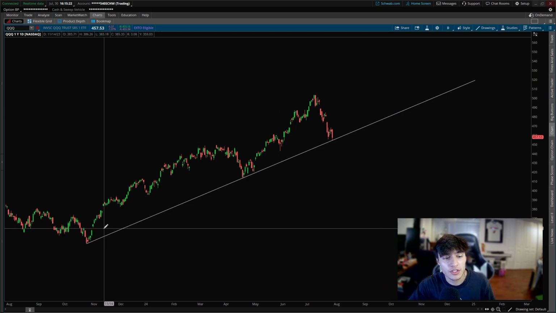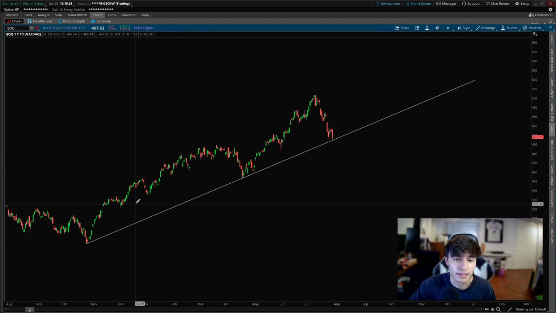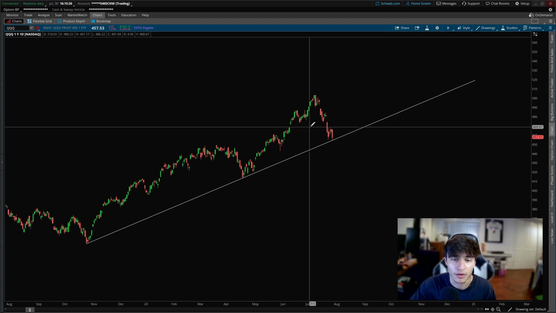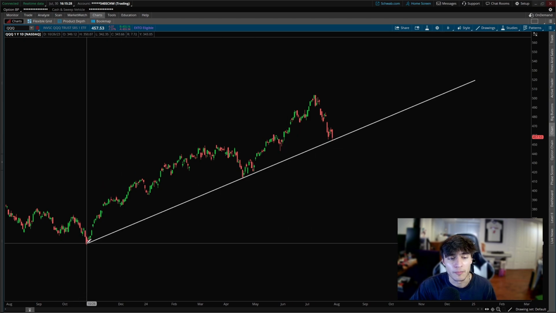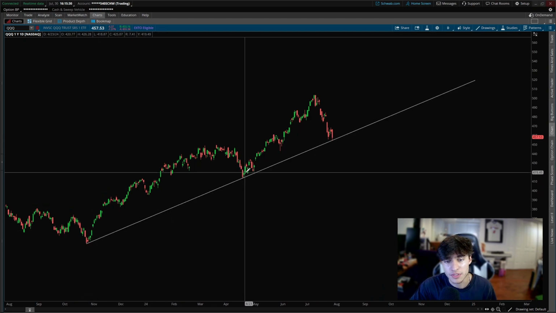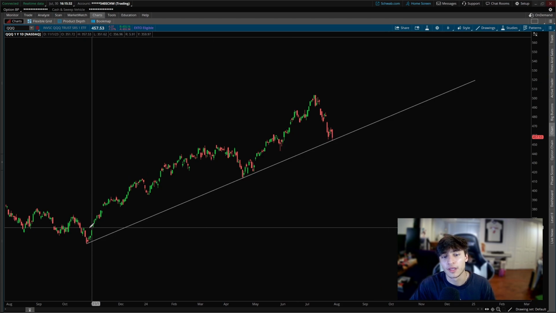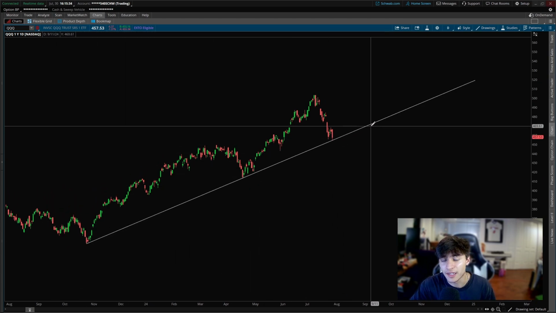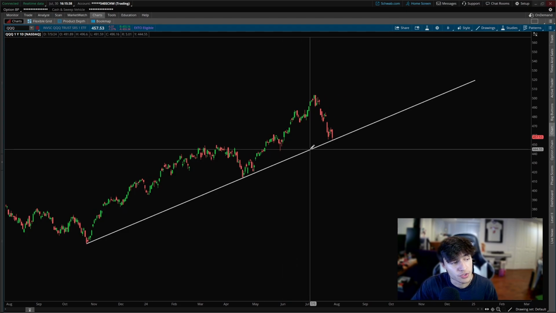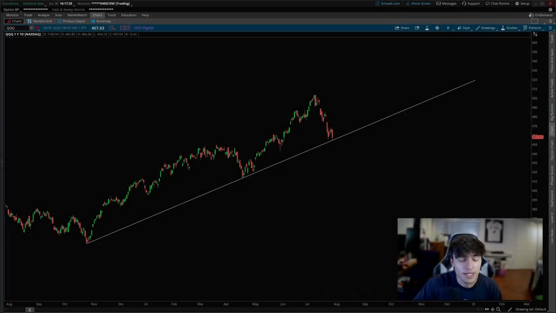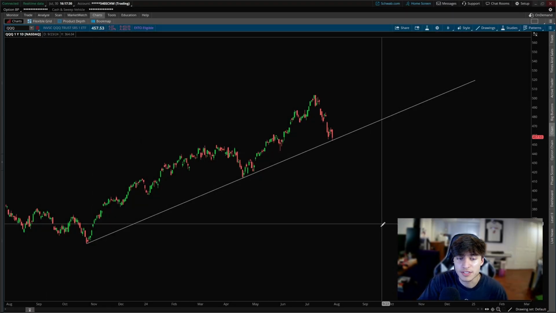Because we are in a bullish market right now, we are going to be looking for the bottoms of the trend. And we're going to use this line to connect those points to the trend line. Now, what does that mean for us as traders?